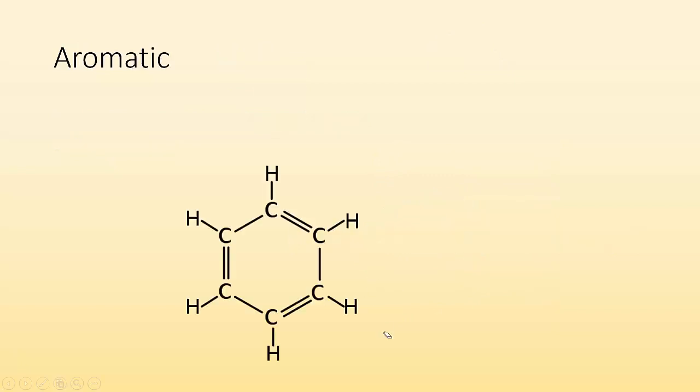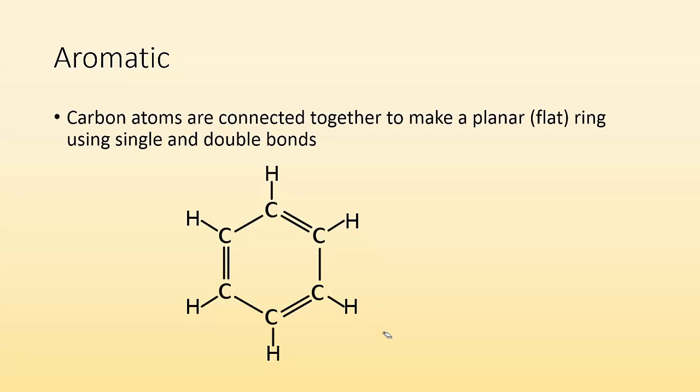And then you have aromatics, some of my favorite. So aromatics are really cool. Basically, carbon atoms are connected together to make a planar or flat ring using single and double bonds. So what happens is each one of these carbons is trigonal planar in its geometry, and you end up with literally a flat molecule. And what's really cool about these molecules is that there's resonance. So you may be saying, hey, why is the double bond here and not here? Well, if you can ask that, then you have resonance.